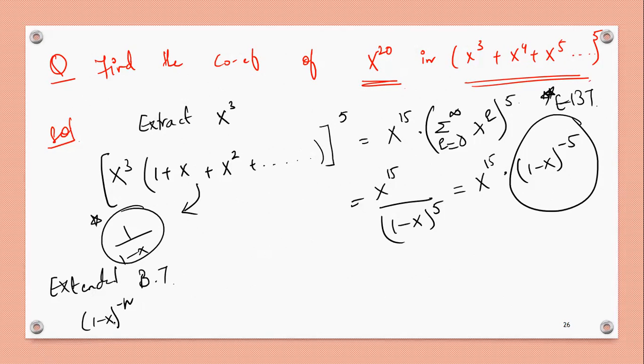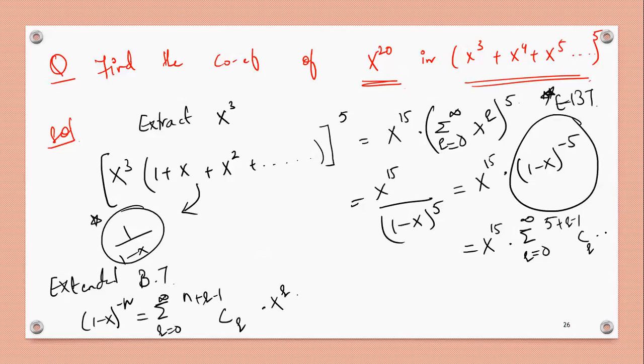So what is the formula for (1 minus x) whole power minus n? It is given as the sum from r equals 0 to infinity of (n plus r minus 1)Cr into x power r. So here this can be written as x power 15 into the sum from r equals 0 to infinity of (5 plus r minus 1)Cr into x power r.